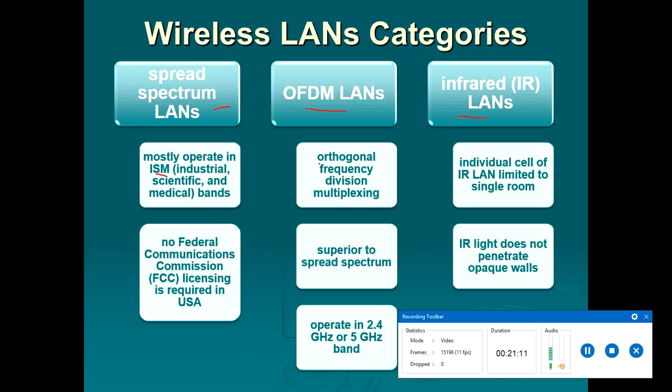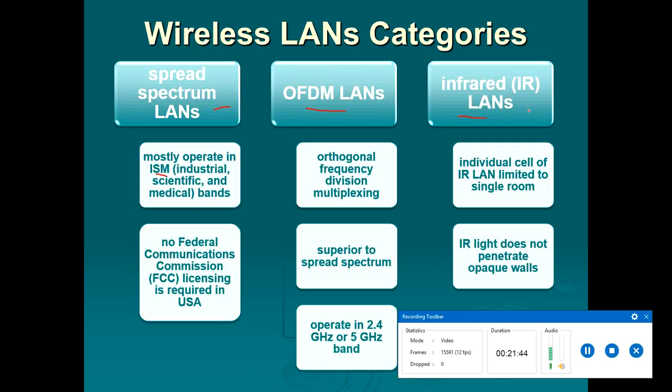Alright, next is OFDM LANs. As I told you, the full form of OFDM is orthogonal frequency division multiplexing. This is a technology which is superior to spread spectrum, and the devices with this technology are now common. The devices using OFDM operate in either the 2.4 gigahertz or the 5 gigahertz band.